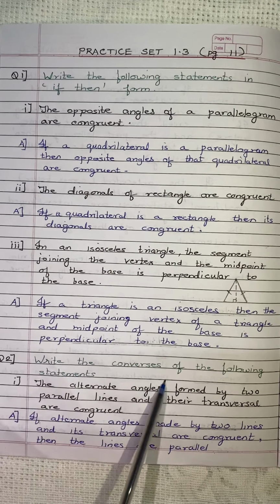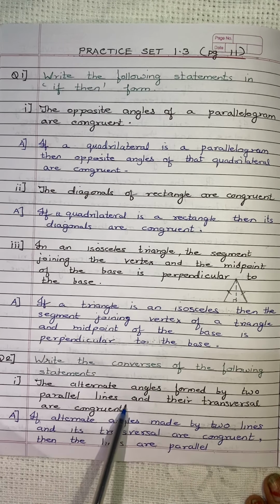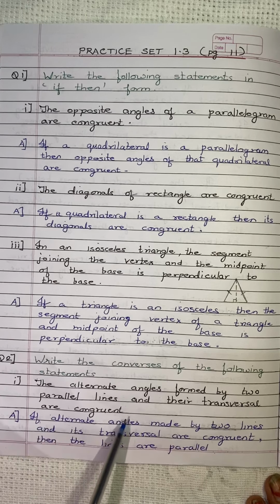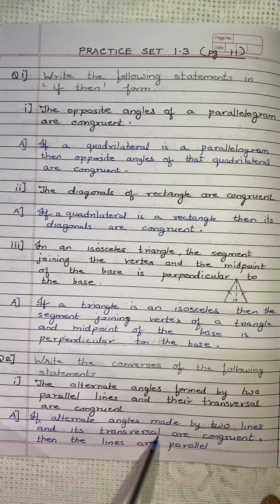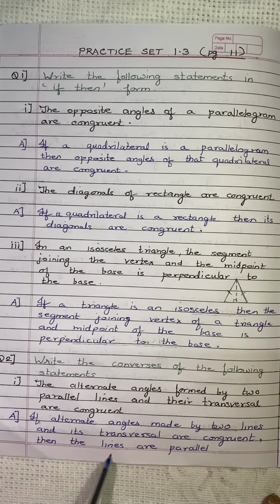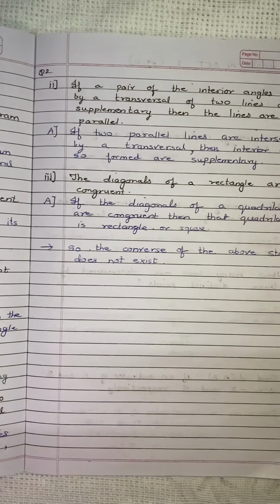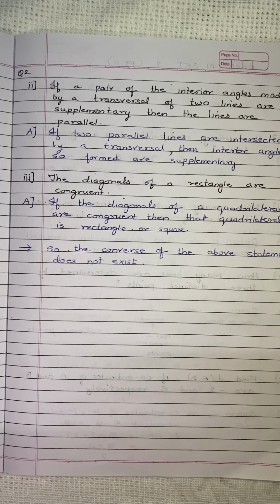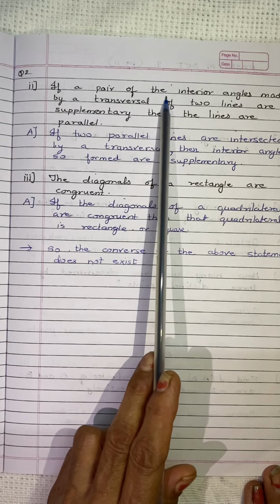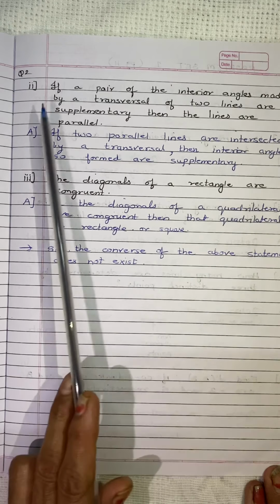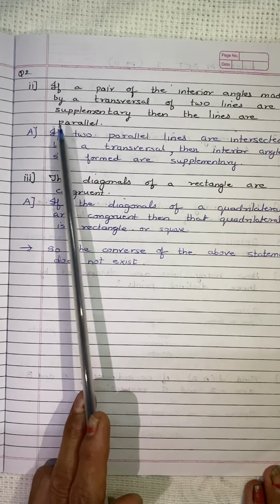Question 2. Write the converses of the following statements. The alternate angles formed by two parallel lines and their transversal are congruent. Answer: if alternate angles made by two lines and a transversal are congruent, then the lines are parallel. Question 2, second sub-question: if a pair of interior angles made by a transversal of two lines are supplementary, then the lines are parallel.